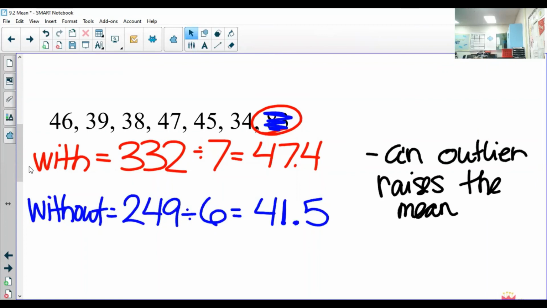So now that you know how to find the mean, you can use this in a lot of different situations. You want to know the average of literally anything, add them up and divide by the same number. And also, the outlier is the number that doesn't belong, and that can change the average of whatever set of data you're working with.